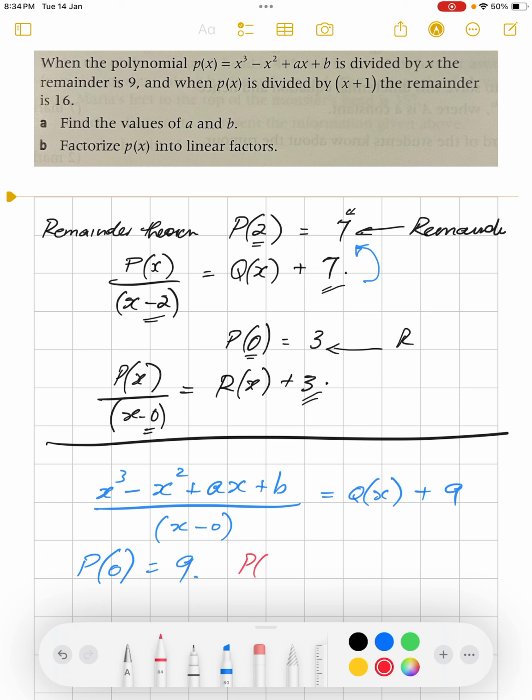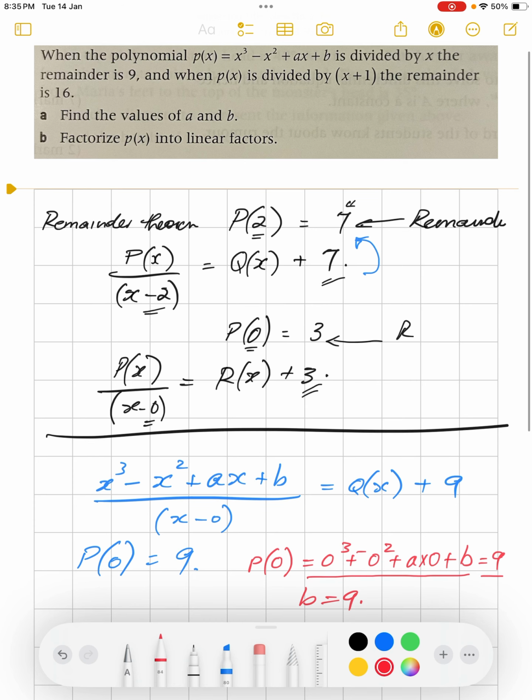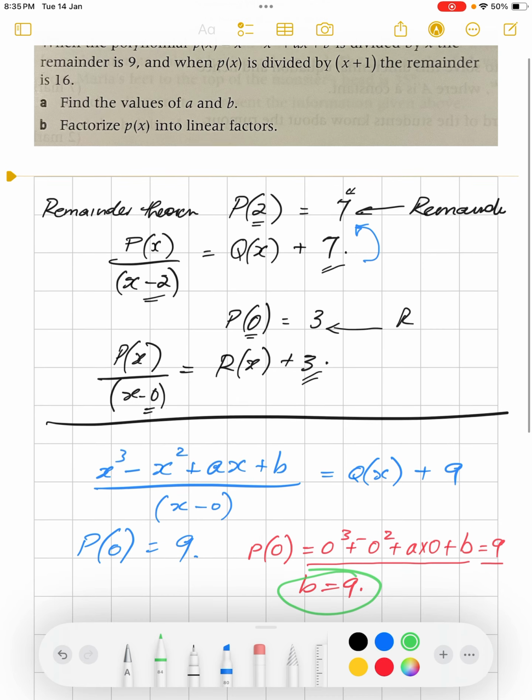So let's substitute. It's a little p, not a capital P. So let's substitute 0 into our polynomial. We get 0 cubed minus 0 squared plus a times 0 plus b. We will get 9. Well, this is saying that all of this is equal to 9. So b equals 9. All right, we found b, and b equals 9. This is important. We've just answered the part, find the value of b.